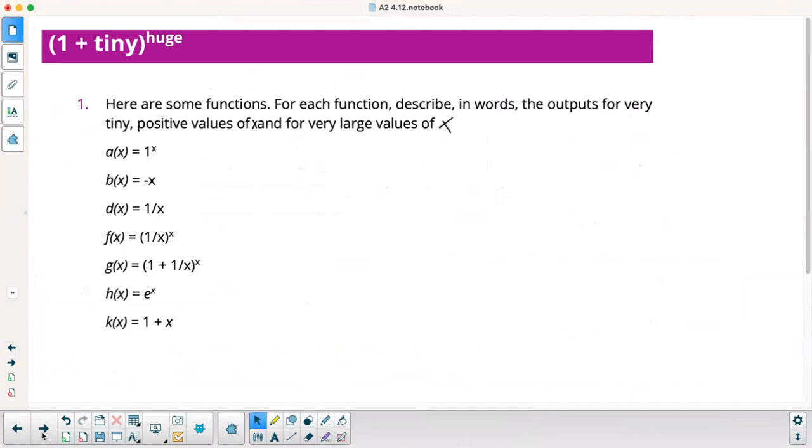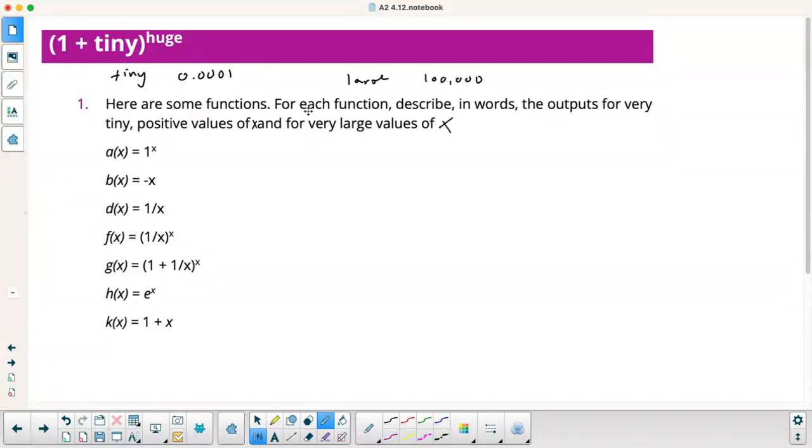All right, here's some functions. For each function, describe in words the outputs for very tiny positive values of x and for very large values of x. So what I'm going to do is for tiny values of x, I'm going to use 0.0001, and for large I'm going to use like 100,000. Okay, so I'm going to plug them in.